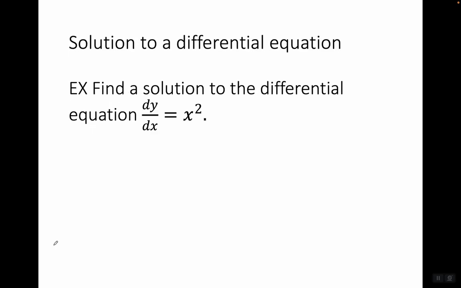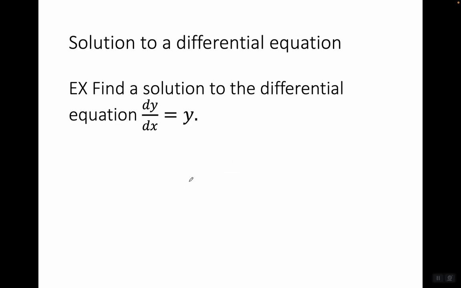Let's talk about the solution to a differential equation. Find a solution to the differential equation dy/dx equals x squared. Think about what this means. We're saying we have some function y, and the derivative of the function is x squared. Okay, what's a function that has x squared as its derivative? How about x cubed over 3? The derivative dy/dx would be x squared. And more generally, x cubed over 3 plus c.